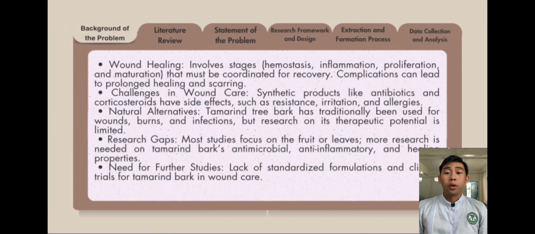So we'll first start with the background of the problem. Wound healing is a complex biological process that can be hindered by infections and delayed tissue regeneration. Commercial treatments such as antibiotics and synthetic ointments have limitations, including the risk of antibiotic resistance and allergic reactions. This has led researchers to explore natural alternatives such as tamarind tree bark, which has long been used in traditional medicine for wound care.